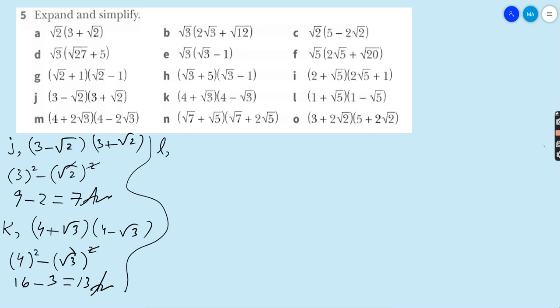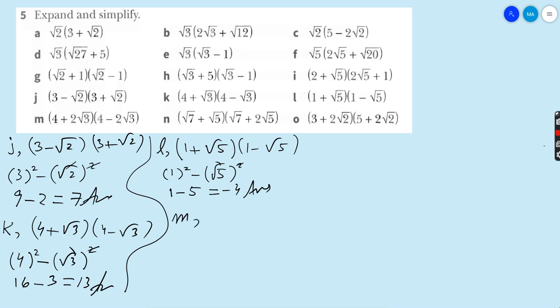Come to part L. Part L is 1 plus root 5 multiplied by 1 minus root 5. Again we can apply the a plus b, a minus b formula. So it will be a square, which means 1 square, minus root 5 square, which means b square. So 1 square is 1, square and root cancel, 5. 1 minus 5 is minus 4. This is the answer of part L.